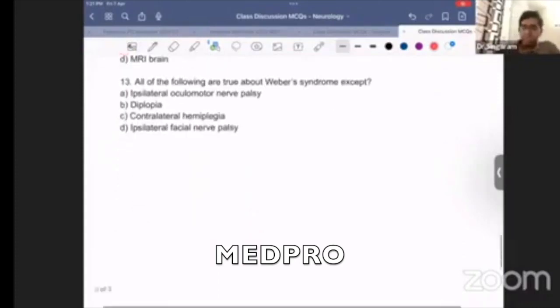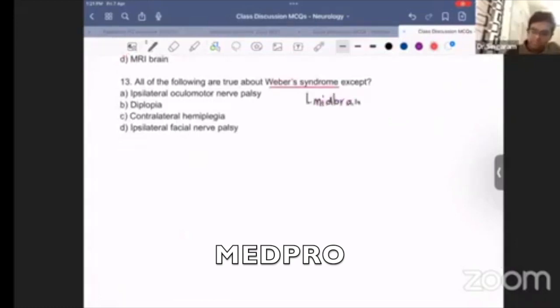Clear? Okay. Last question. All of the following are true about Weber syndrome, except. All of the following are true about Weber syndrome, except. Weber syndrome is something related to the midbrain stroke syndrome, right? It is related to midbrain stroke. And can anybody comment on the answer?